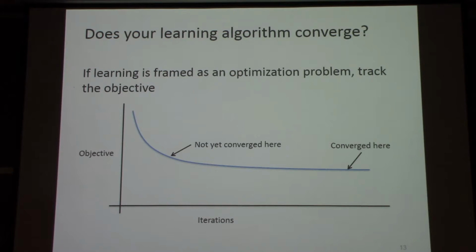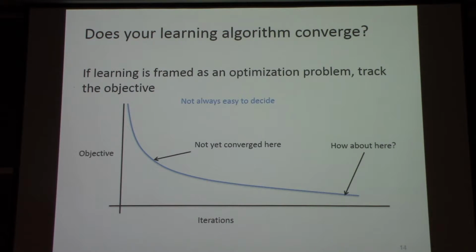But it's not always helpful, because most of us will agree that the classifier has not converged at this iteration right here. But it's not clear whether it's converged here either. It seems like it's still going down. So if the objective converges, then you can stop training the classifier. If the objective has not converged, it doesn't mean that you can't stop training. So it's a one-sided test.